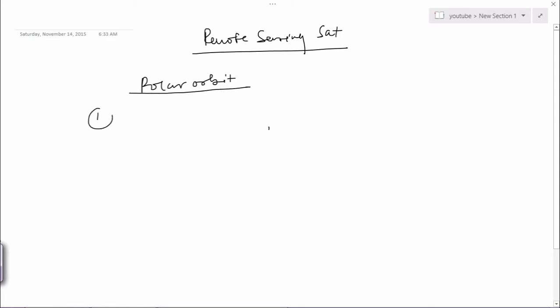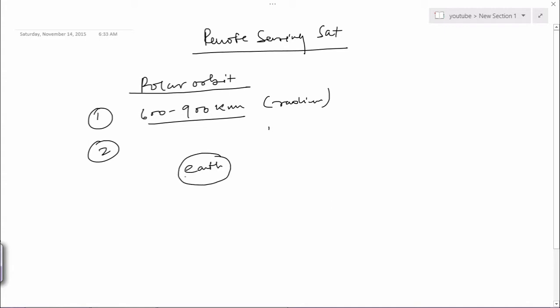Polar orbit. Like I said, this is the second highest orbit, after GSAT. So polar orbit has a height of 600 to 900 kilometers above Earth's surface. That is its radius. This is the radius, 600 to 900 kilometers. And then the other defining feature of the polar orbit is, supposing this is Earth, and say this is equator, 0 degree, and these are the two poles.